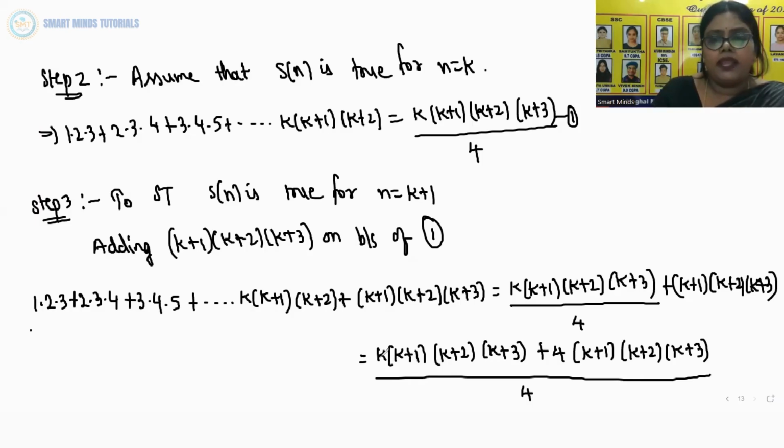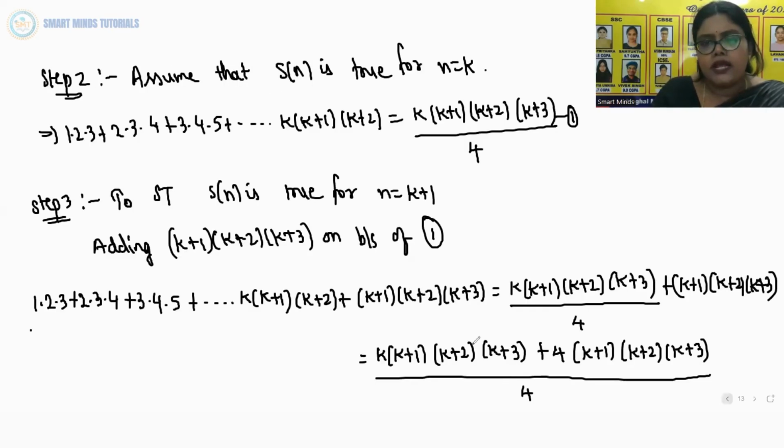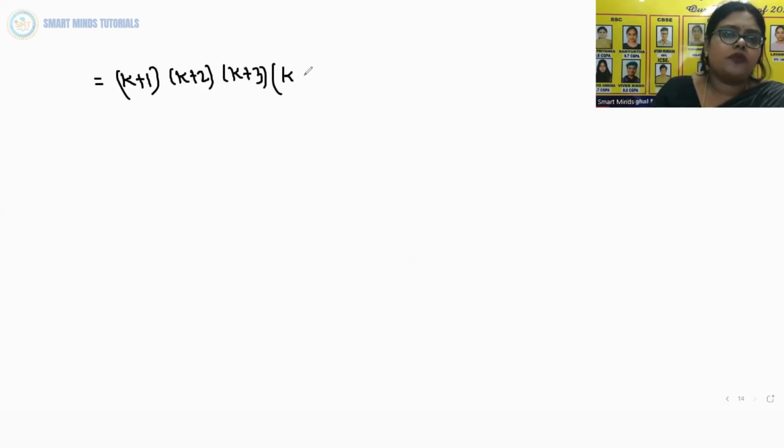Now we will take k plus 1 into k plus 2 into k plus 3 common from both the terms. So k plus 1 into k plus 2 into k plus 3 if I take common, what is left over? Just look at the last step. Here k is left and here 4 is left. So we get k plus 4 by 4.